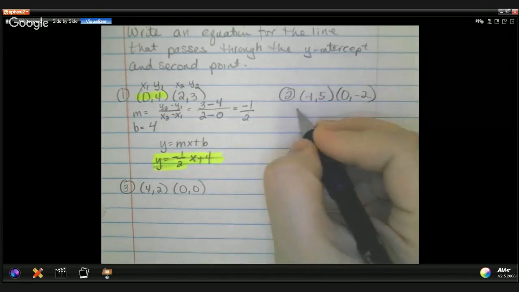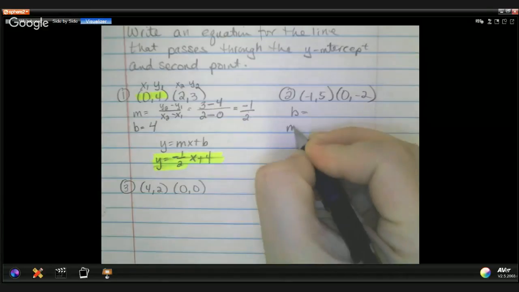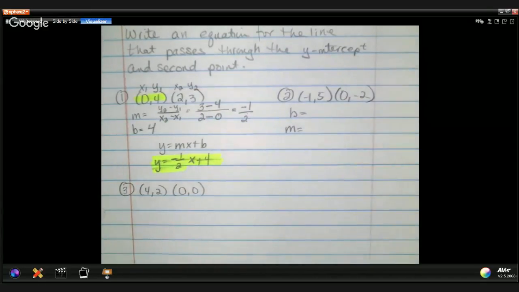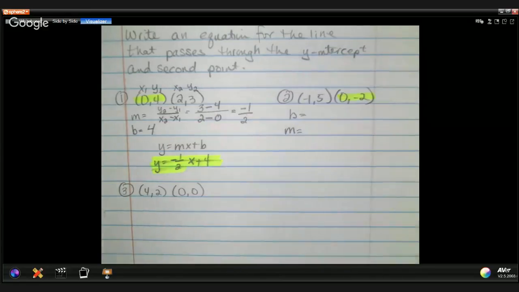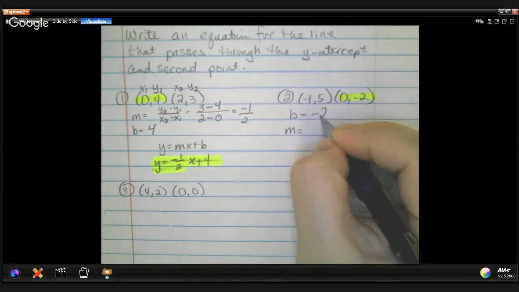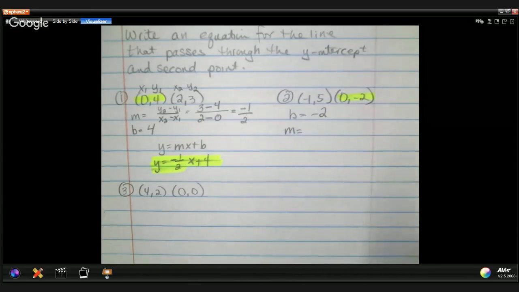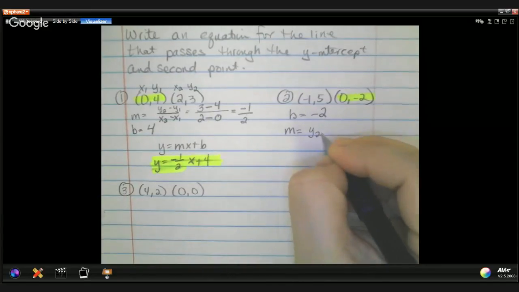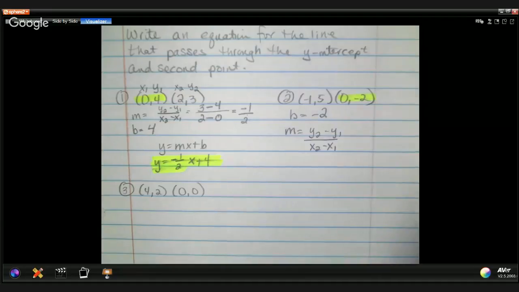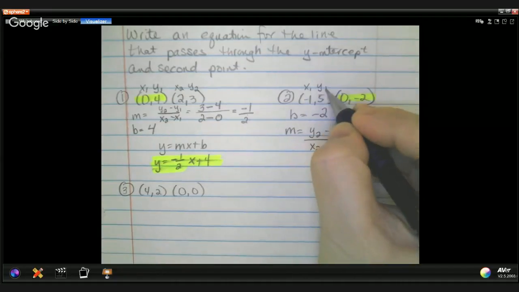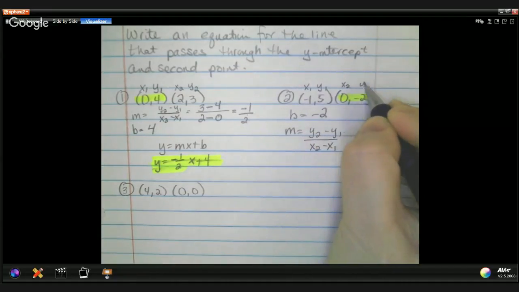All right, I'm going to switch these up here because that way I have more space. Last time was a little crowded. Remember, your b is your y-intercept. It's where x is 0. And so my b for this problem, number 2, is negative 2. Now I'm going to write the formula again. The more you write the formula, the more likely you are to remember it. And so x1, y1, x2, y2.